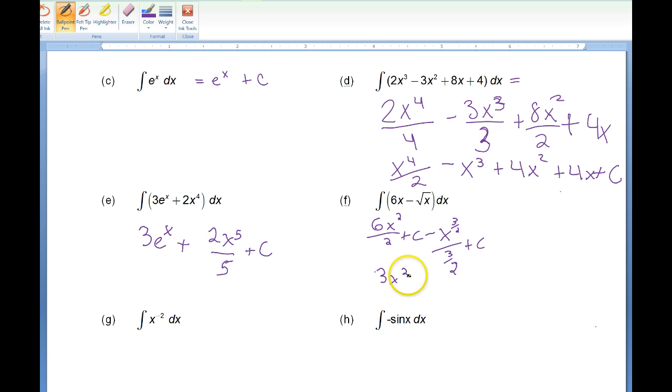So we get 6x squared over 2. Yeah, and she puts plus c after each one, but again, that's fine. Just remember at the very end, it should just be a plus c. And this is minus 2/3 x to the 3 halves plus c. Great.